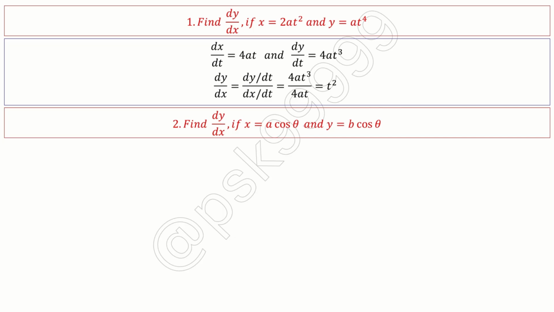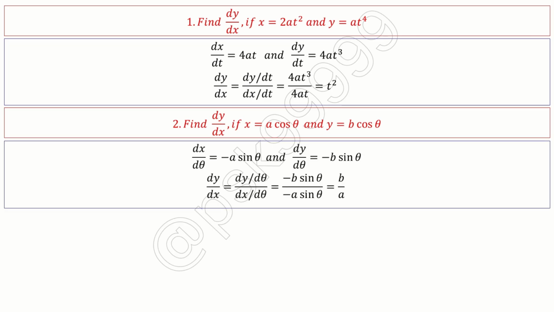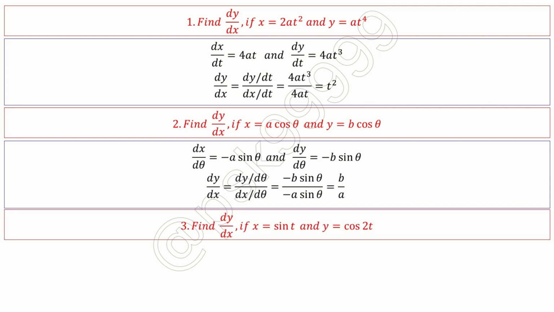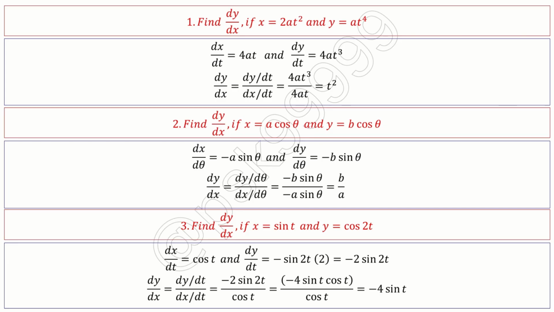And now the second one, x equals a cos theta, y equals b cos theta, which you can easily do. Both are cos thetas only. So dx by d theta is minus a sin theta, dy by d theta is minus b sin theta, dy by dx is minus b sin theta by minus a sin theta, which is nothing but b by a. So this is also straightforward. You can do it yourself. The only thing is there will be ways to simplify your final answer.